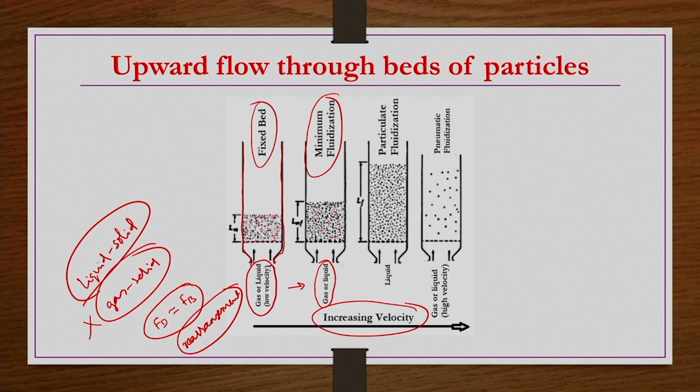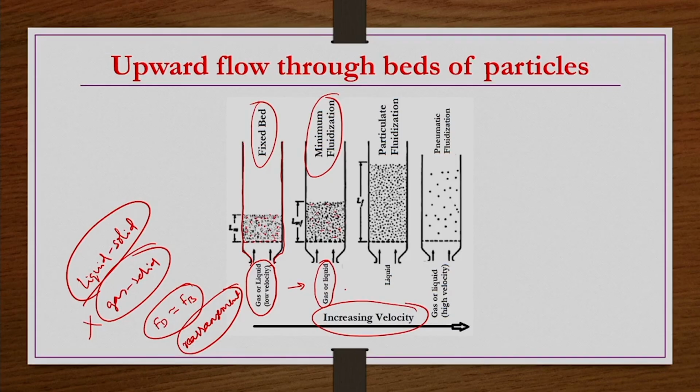If you further increase the velocity, the bed becomes looser and particles move at a higher distance from each other. The gap between the particles increases and the voidage increases. So the bed keeps on expanding, and after this point of minimum fluidized conditions, the behavior of the bed is going to be different depending on the nature of the fluidizing medium. If it is liquid, we will have almost a homogeneous particulate fluidization.